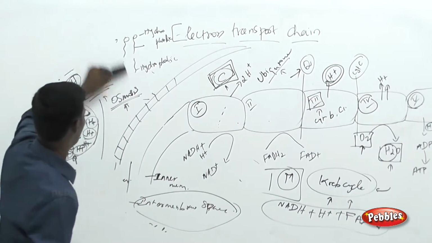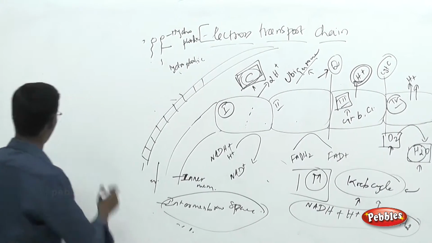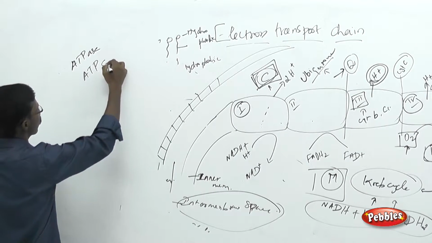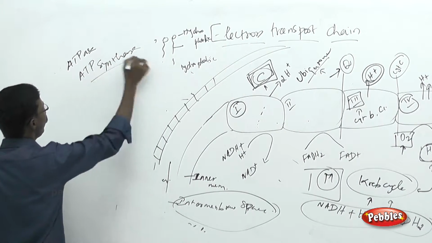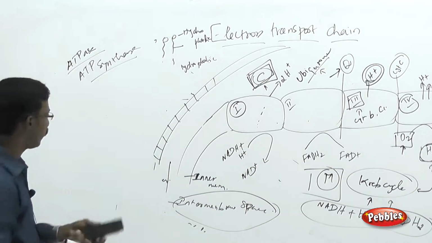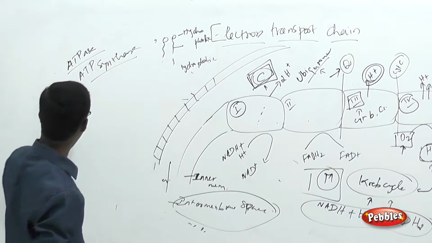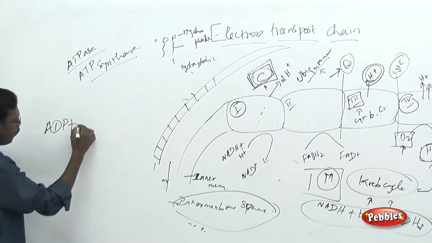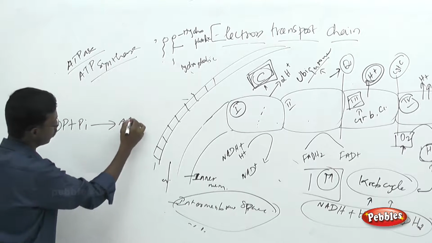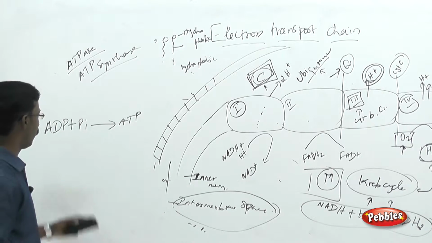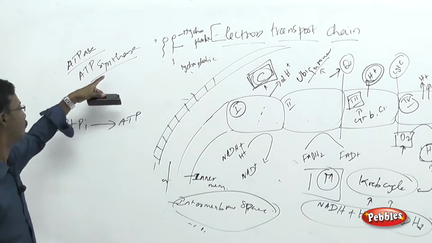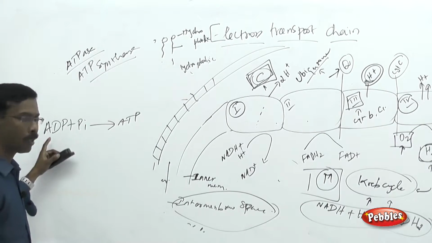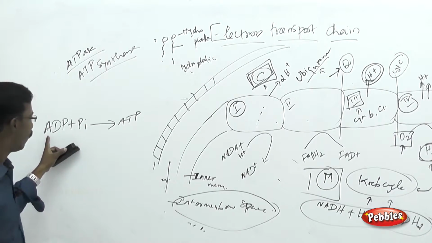As I told you, complex 5 is otherwise called ATP synthase or simply ATPase. So why are we calling this ATPase or ATP synthase? Because they can perform two processes. From the ADP and inorganic phosphate they can synthesize the ATP molecule. While performing this function we call this enzyme ATP synthase, because they are going to synthesize the ATP molecule from the inorganic phosphate and ADP molecule.